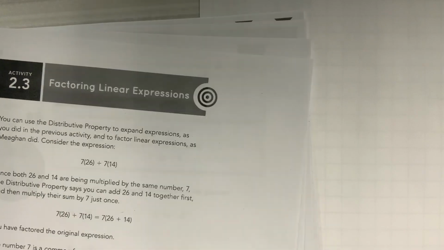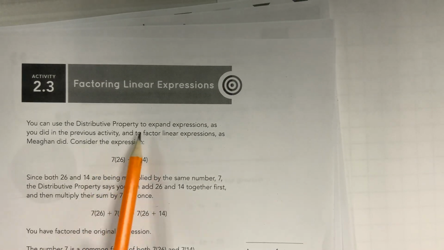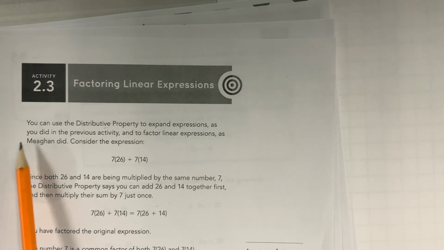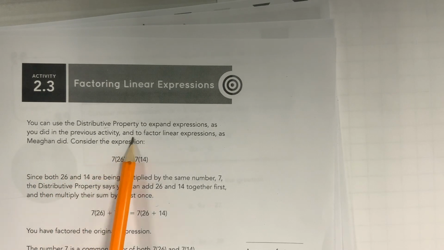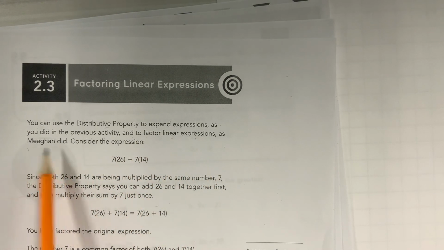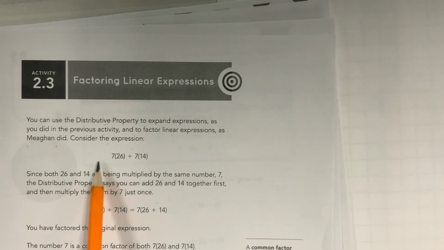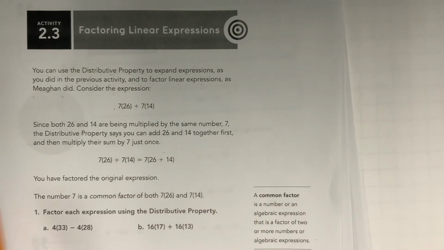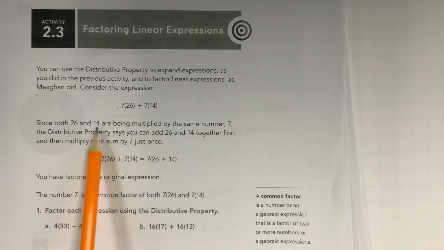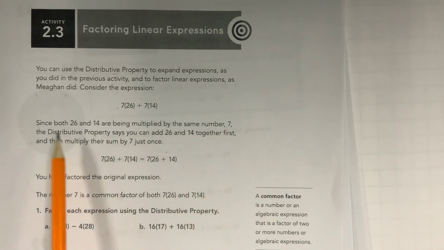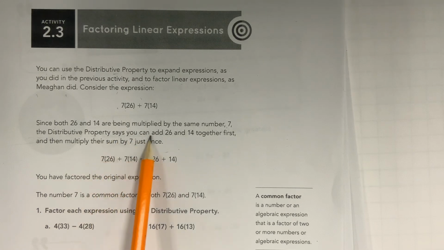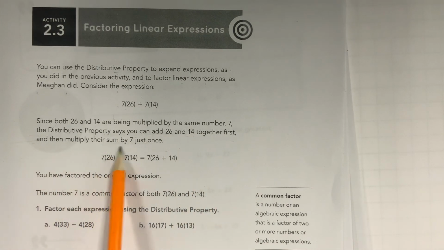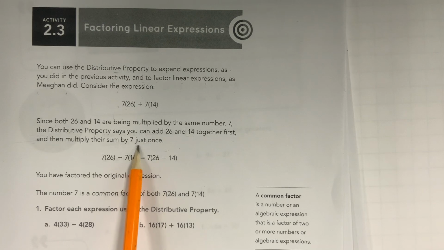Factoring linear expressions. So you can use the distributive property to expand all expressions, as you did in the previous activity, and to factor linear expressions as Megan did. Consider the expression 7 times 26 plus 7 times 14. Since both 26 and 14 are being multiplied by the same number, 7, the distributive property says that you can add 26 and 14 together first. Then you can multiply their sum by 7 just once.